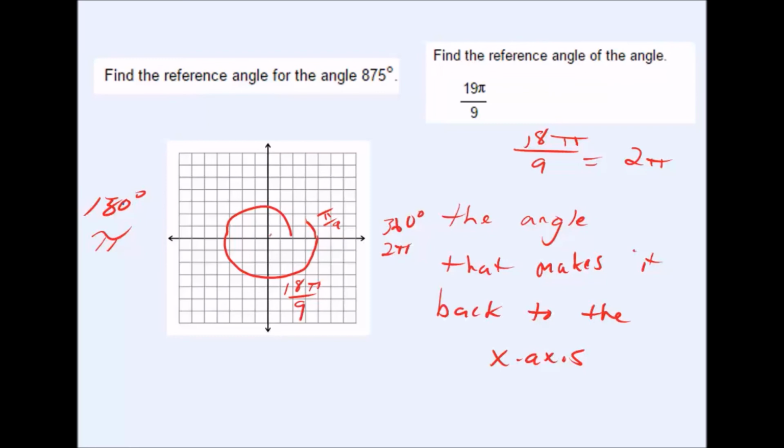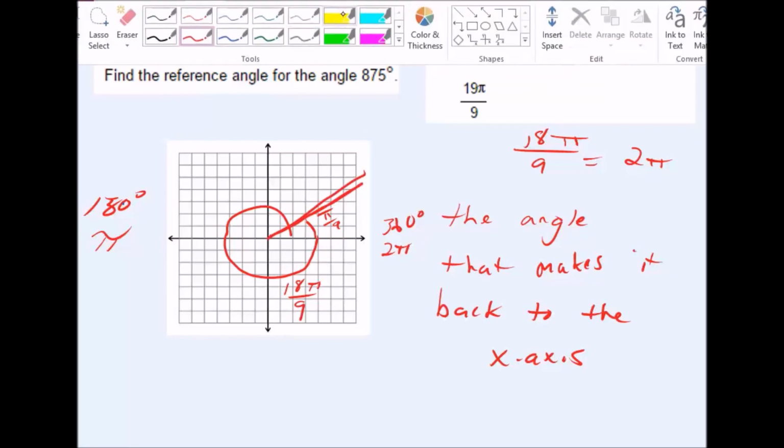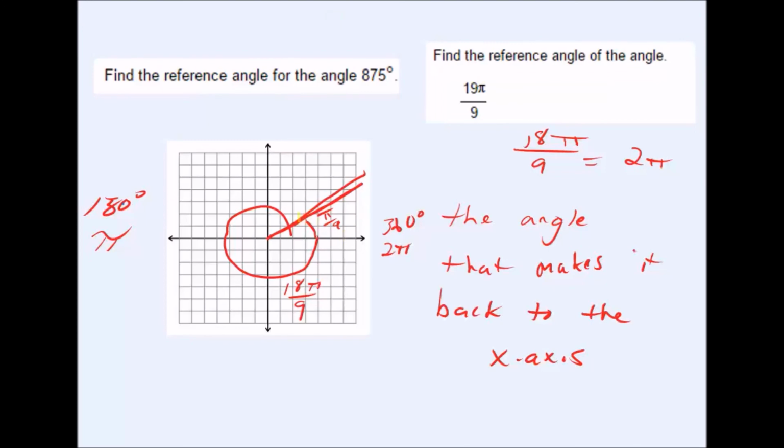So we're going to draw on our angle, and then ask ourselves, what is the angle required to get back to the closest x-axis? So in that case, this is the closest x-axis. And this problem kind of solved itself for us because since it went just a little bit extra, to get back to that x-axis, we just need to go pi over 9.